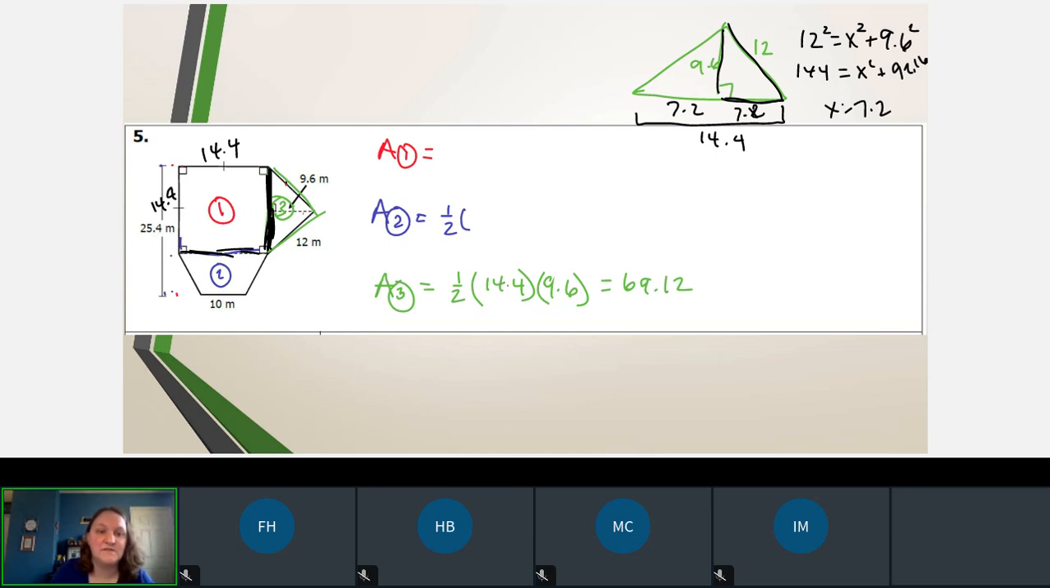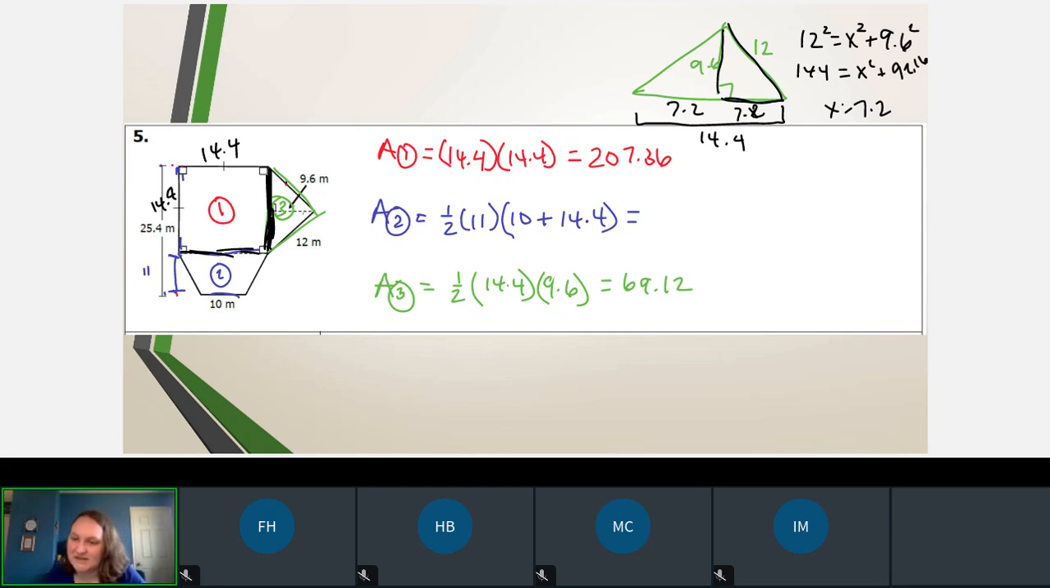Great. Now we know that the length of each side here is 14.4. So now I can find the area of the square, length times width, or side squared, however you want to look at it. The area of my square is 207.36. And then the last part, the trapezoid. Now I can figure out the height of the trapezoid, because I know that from here to here is 14.4 and the whole thing is 25.4. When you subtract 25.4 minus 14.4, you get 11. So the height of your trapezoid is 11, and the bases of your trapezoid are 10 and 14.4.